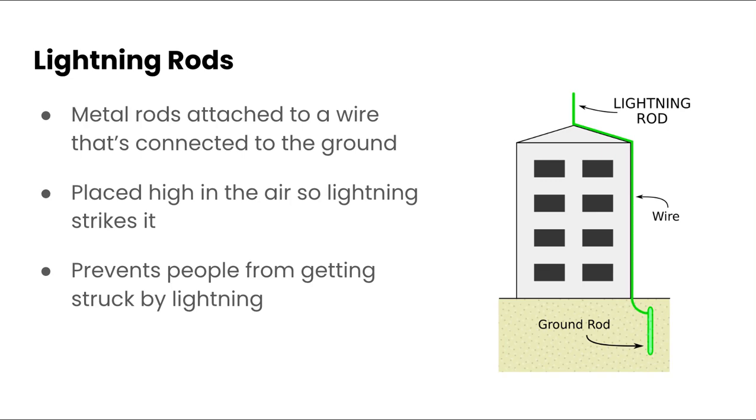There are some buildings themselves that act as lightning rods, like the CN Tower, which is a really great example. So that is what electrical discharge is, as well as some real world examples. That's it for this video. Let's move on to our next task.